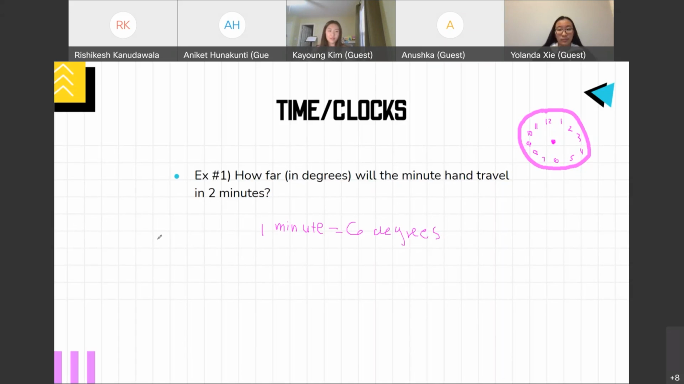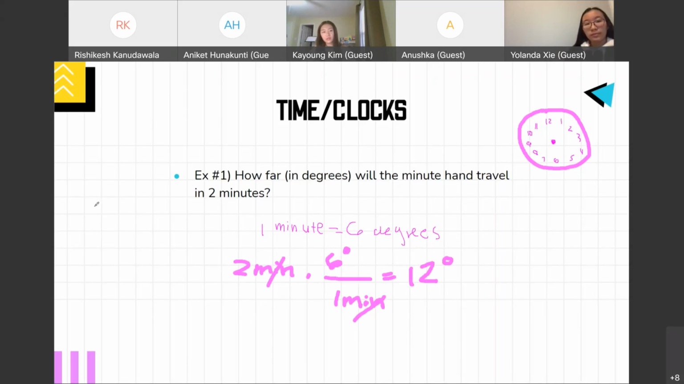So 2 minutes times 6 degrees per 1 minute. Well, the minutes cancel out. 2 times 6, 12. 12 degrees, which is what you put. So in 2 minutes, the minute hand will go 12 degrees. Okay, any questions about this one?